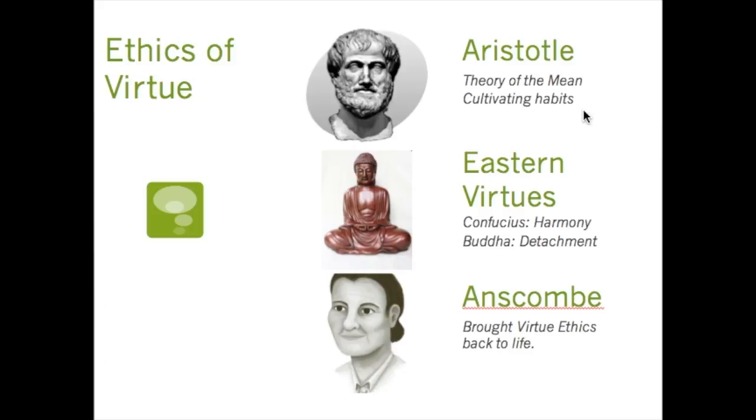Now, Western also includes in there Eastern virtues. Confucius talked about harmony in your relationships. Buddha and then the Tao Te Ching talked about detachment and flexibility. And you'll read about that too. Now we'll focus most on virtue ethics.